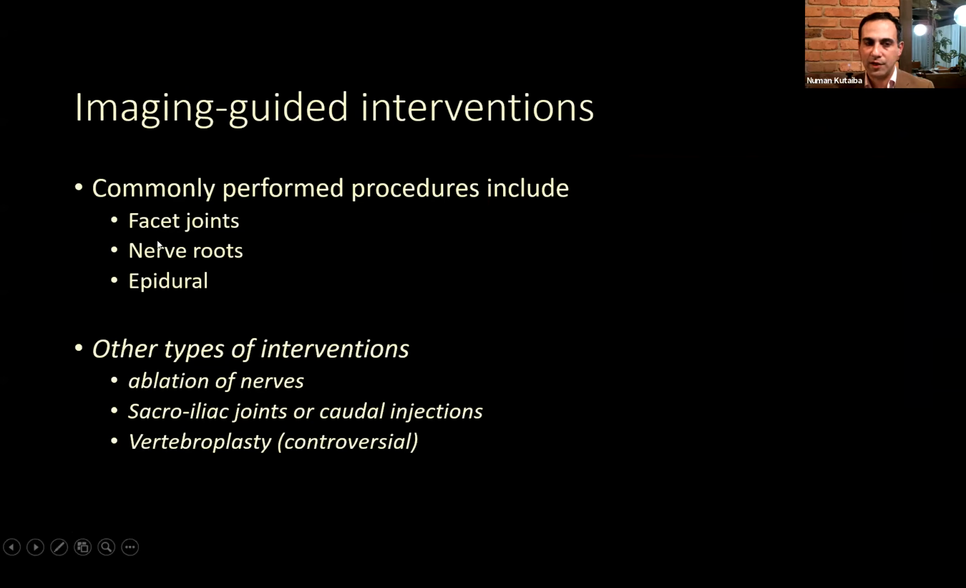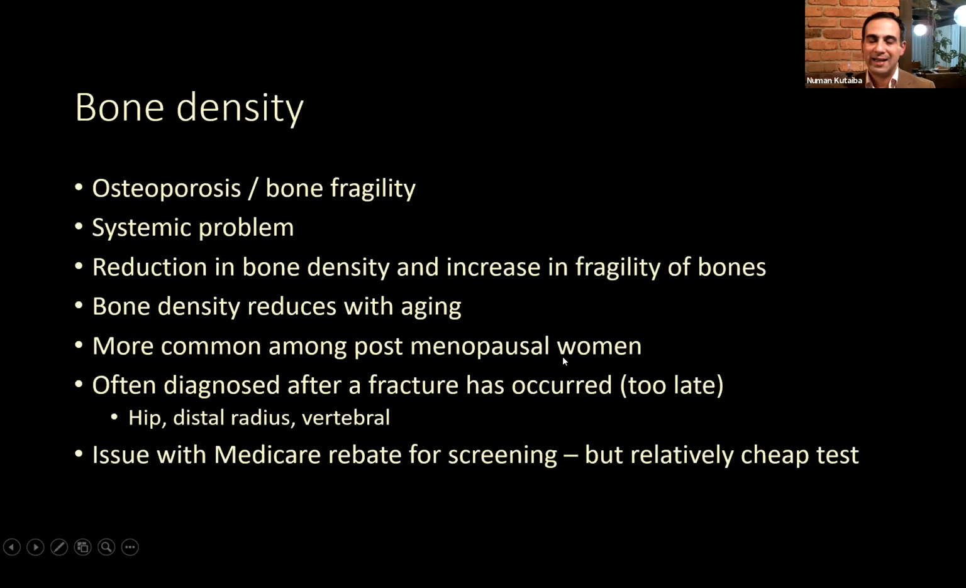So imaging-guided interventions in the lumbar spine can be done for nerve roots, epidurals, but also for facet joints. There are other types of interventions, and I'm not going to talk about them because they're very specific and probably a last resort, after several other options have failed. Other interventions such as vertebroplasties are done by radiologists. They're still a bit controversial, and that's for compression fractures.